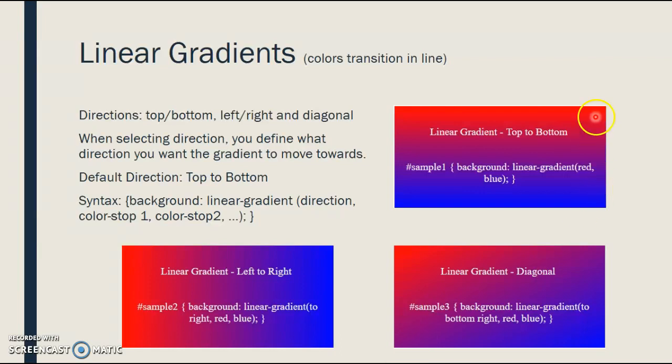And so this image here is the default, where you just define that I want a linear gradient for my background, and I'm going from red to blue. There's some purple in here because as it combines those two colors together and they overlap, it creates purple.